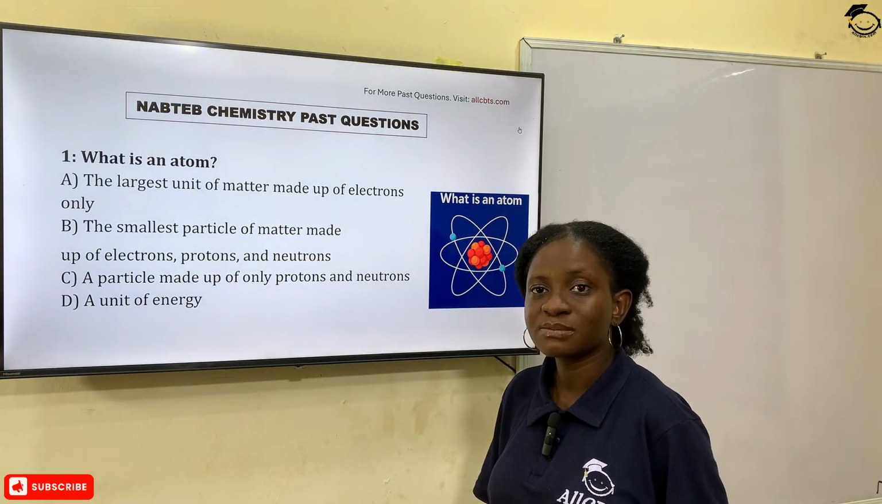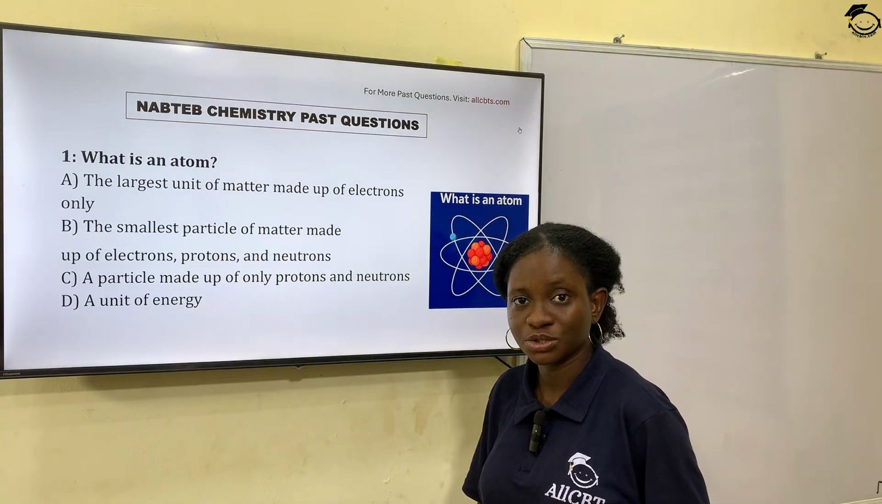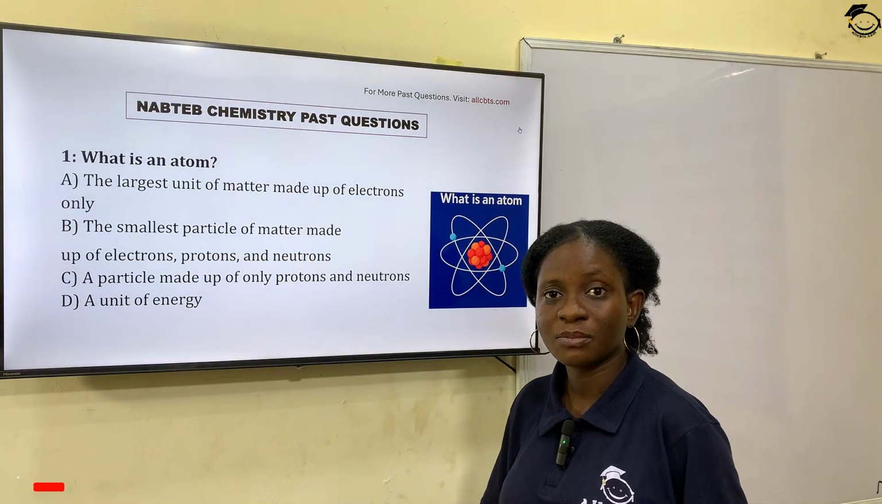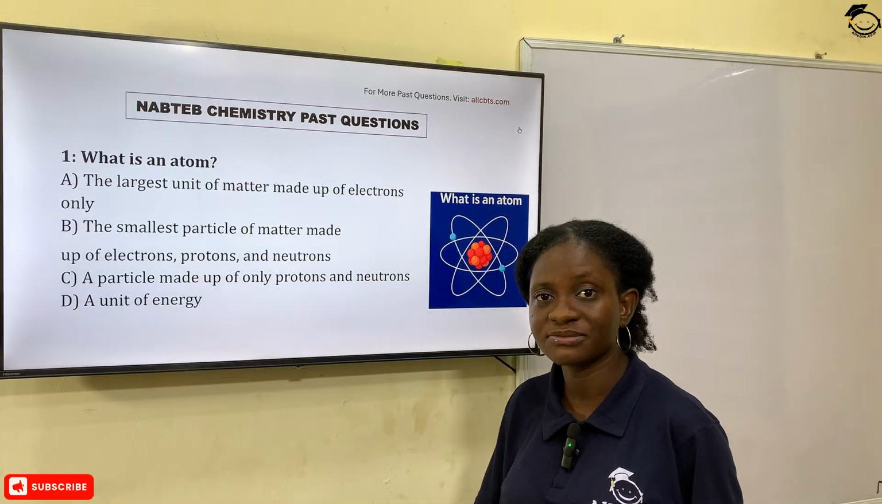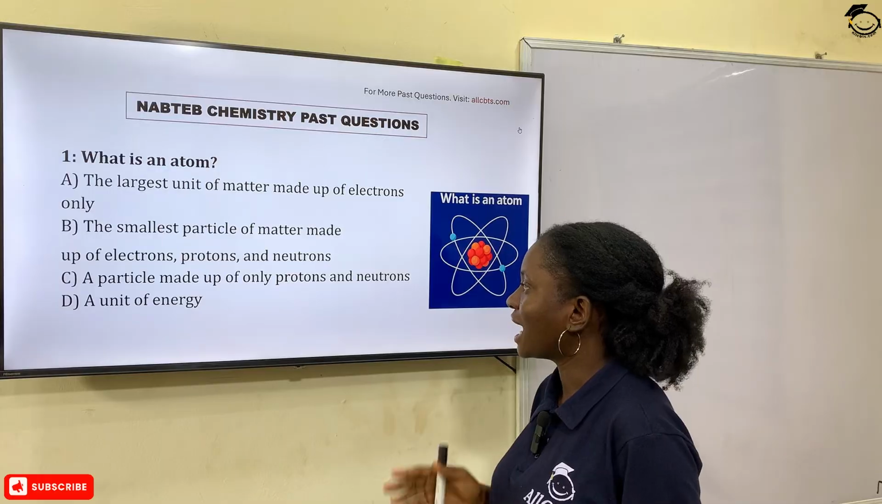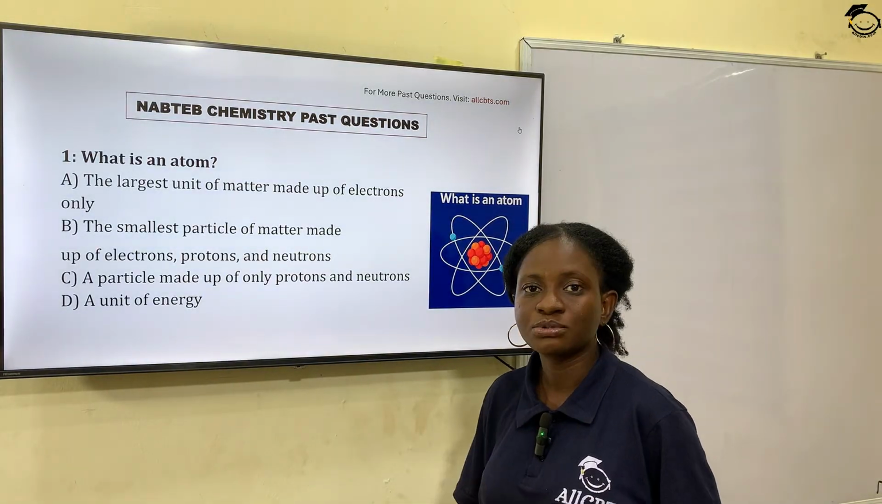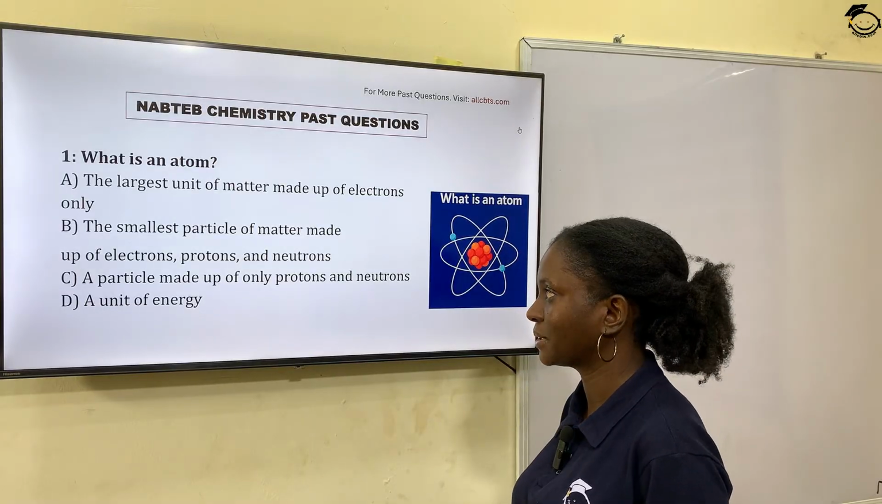An atom is the smallest particle of a matter that is made up of electrons, negatively charged, protons, positively charged, and neutrons, which is neutral. So an atom is not made up of only protons and neutrons. That makes option B the correct answer.